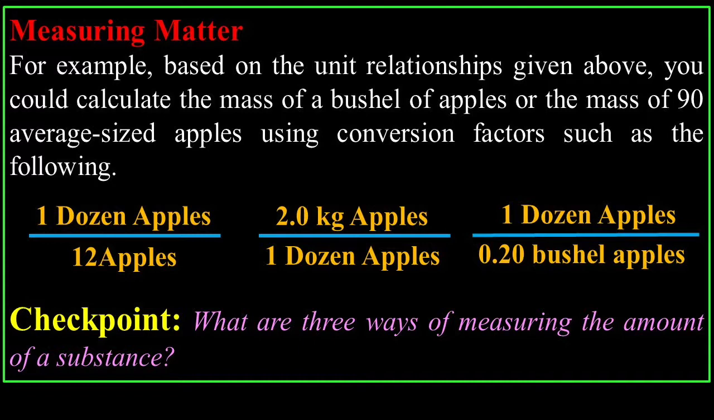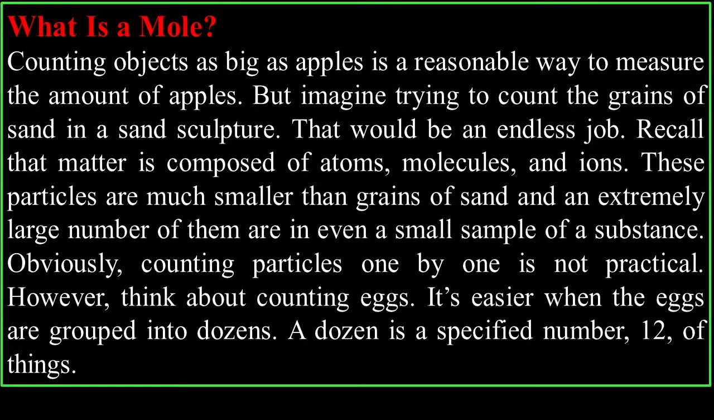What are 3 ways of measuring the amount of a substance? Well, we just looked at it. We said mass, volume, or count. Counting objects as big as apples is a reasonable way to count the amount of apples. But imagine trying to count the grains of sand in a sand sculpture. That would be an endless job.